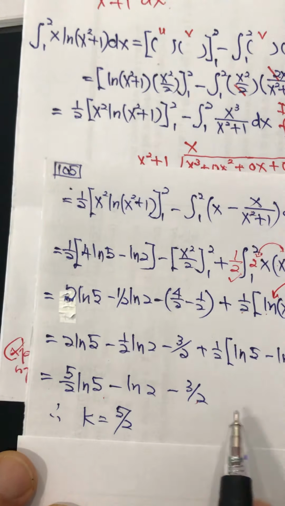They ask you to find k ln 5, isn't it? So what should be the k here? Okay, you look at here. What should be the k here? We look at the answer. The k is 5 over 2. You see, exactly the same. The k is 5 over 2, then minus ln 2 minus 3 over 2. So the k is 5 over 2. Okay? Okay, now we go to the next one.